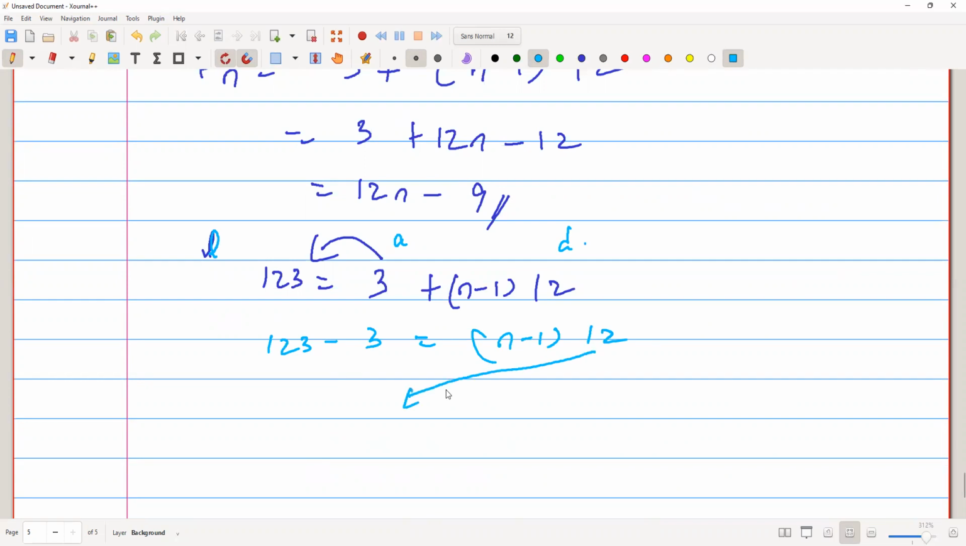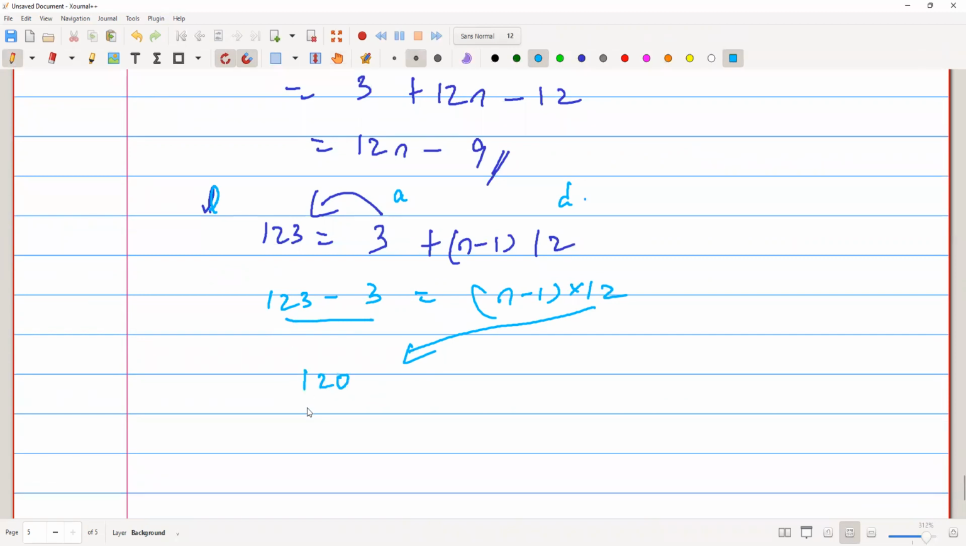Then this 12 goes below. A lot of people take this minus 1 first and all. First, it's in multiplication, so I have to segregate this 12, divided by 12. That is 120 divided by 12 equal to n minus 1. This becomes 10. Then this minus 1 comes here and becomes plus 1. So n equal to 10 plus 1, 11th term. N equal to 11. All right.